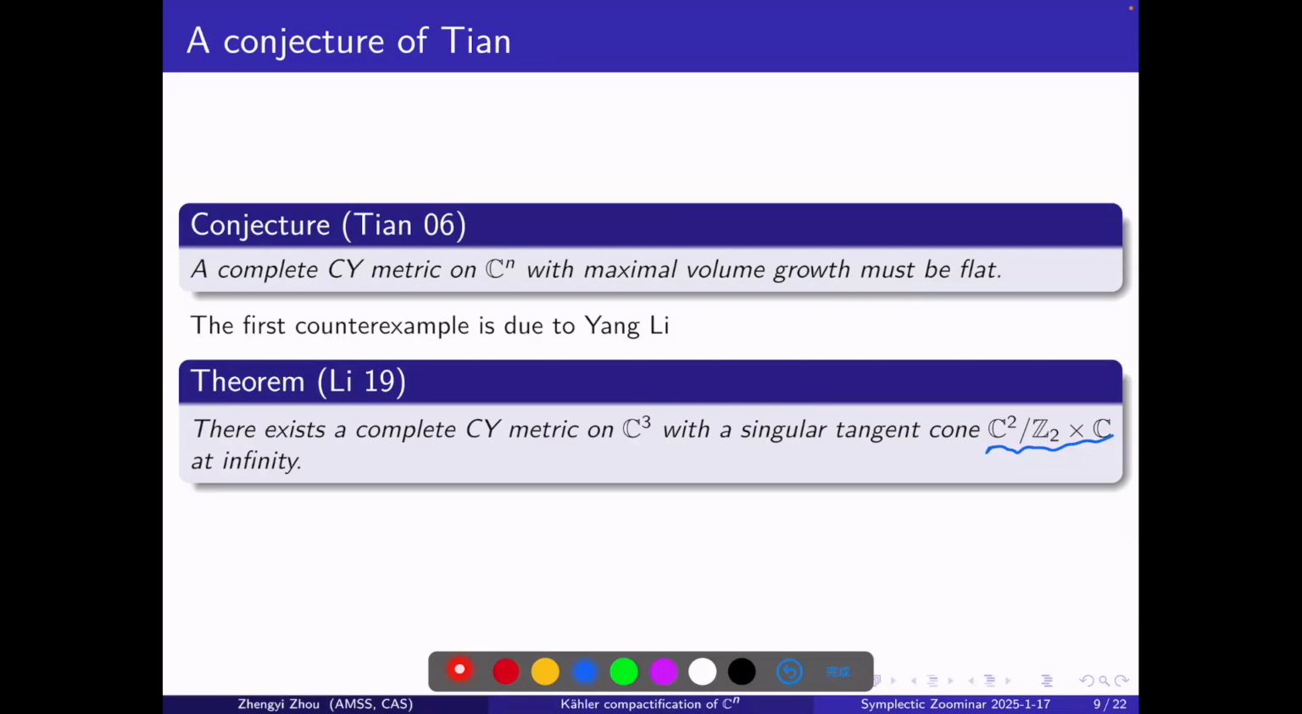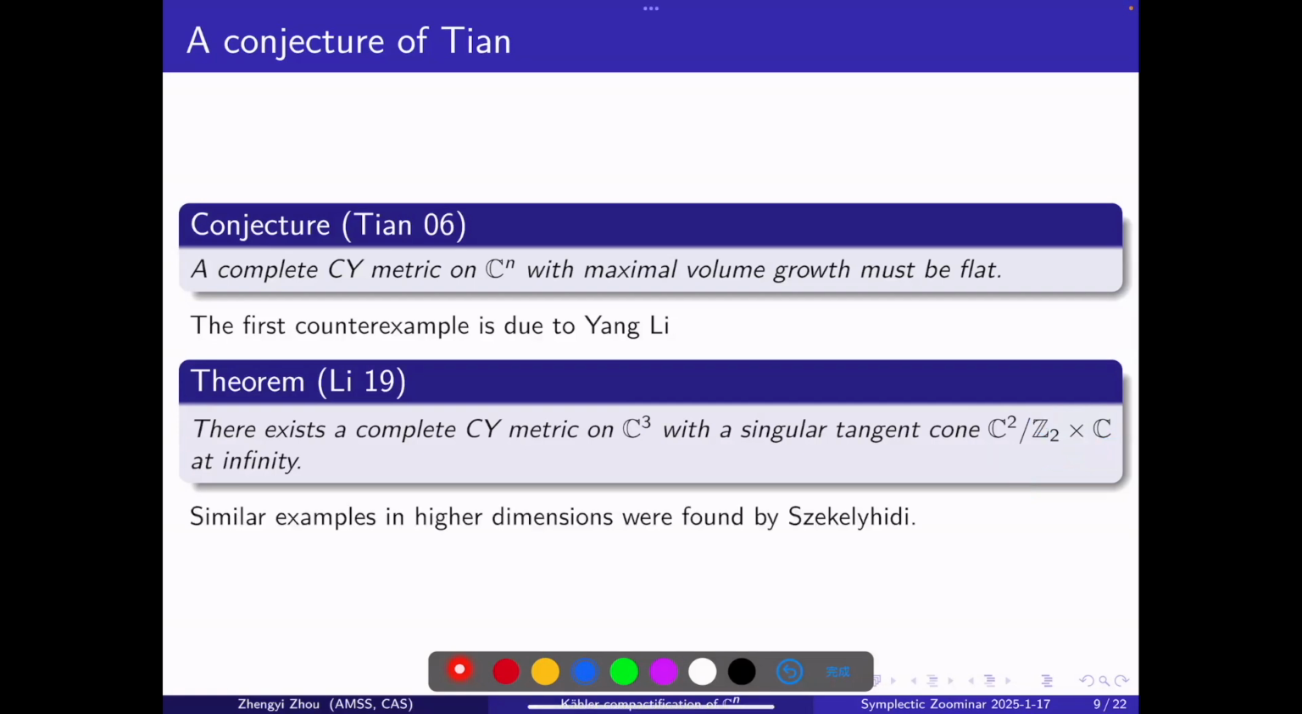And if we try to think of this using the language of this asymptotic conic metric, we can think of what is the Sasaki link here. We're trying to find the unit ball, unit sphere in it. But you will see that this quotient singularity Z2 will induce the S1 family of singularity on this Sasaki link. So in particular, you can view the example by Yang Li as sort of an asymptotically conic metric with a singular Sasaki link.